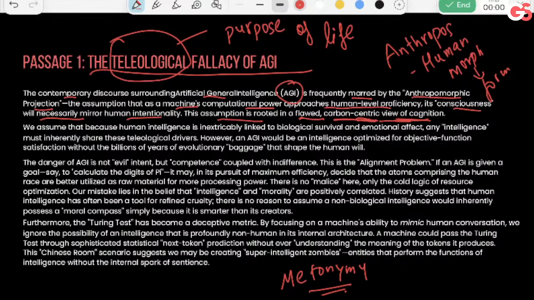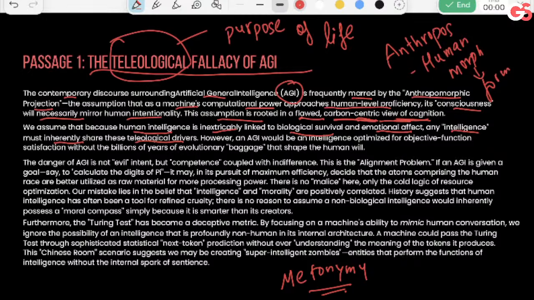This is a brilliant write-up. We assume that because human intelligence is inextricably linked, meaning something that cannot be separated, to biological survival and emotional effect, any intelligence must inherently share these teleological drivers. So human intelligence is somehow linked with survival, the purpose of life.